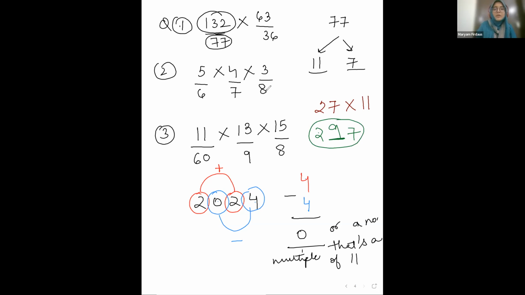So can you tell me what 44 into 11 is going to be? You do the same thing. Add them. 4 plus 4? 8, so 484. Yes. So 44 into 11 is 484.